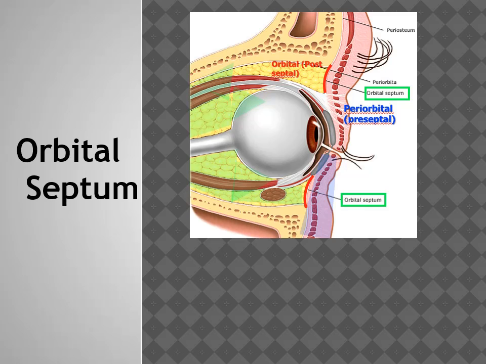Okay, we'll talk in this second part about the orbital infections. Firstly, you should know that there is what's called the orbital septum, which connects the periorbita to the tarsal plate. So any infection or inflammation in front of the orbital septum is called pre-septal cellulitis, and what's behind is called orbital cellulitis. It is very important to differentiate between these two terms because the management will be different.